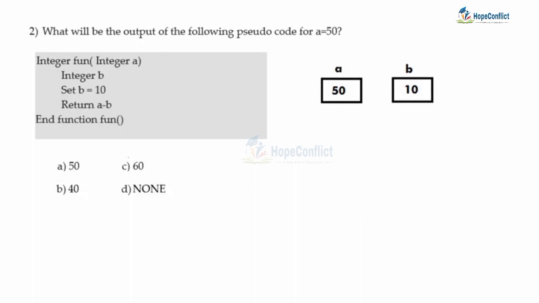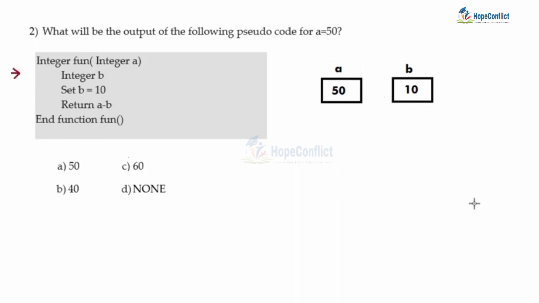In this question you have to find the output of the following pseudocode for the value of a equals to 50. As you can see, there is a function integer fun. The return type of this function is integer and the name is fun, and it is taking one argument, which is a itself. The value of a is given here as 50. So I have represented a with this block and the value of a is 50.